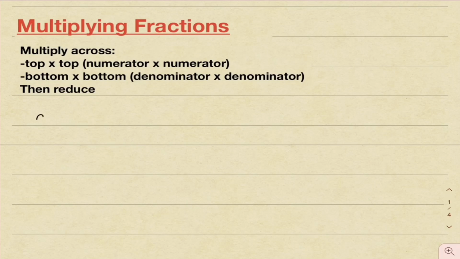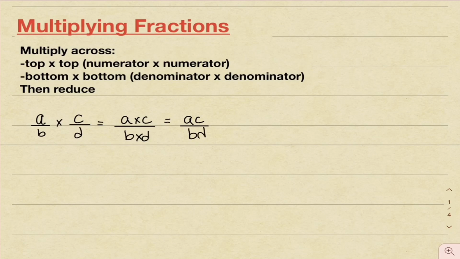So let's say I have A over B times C over D. That's going to be top times the top divided by bottom times the bottom. So A times C divided by B times D. So that's just AC over BD.